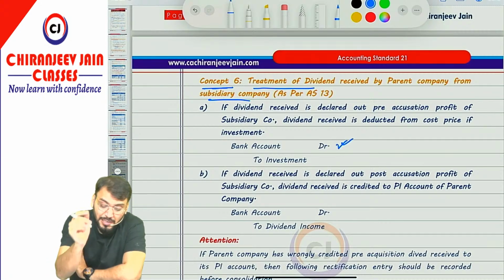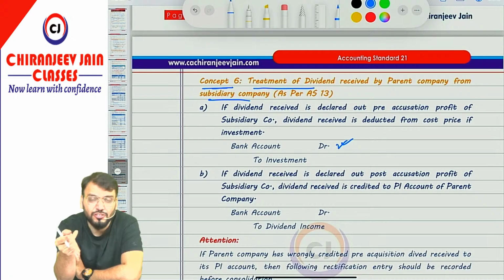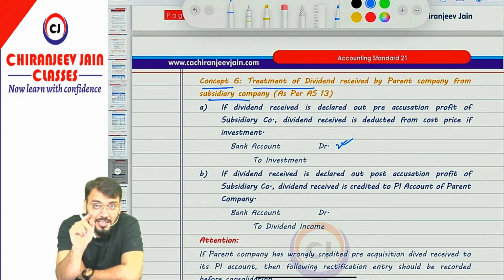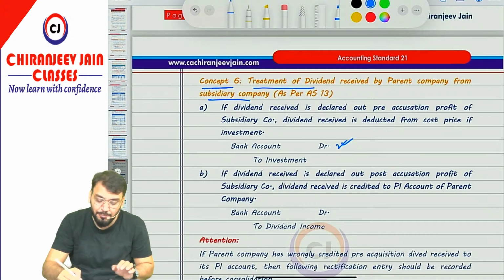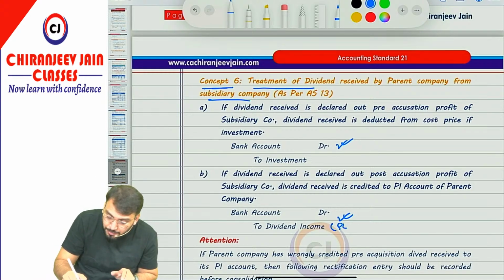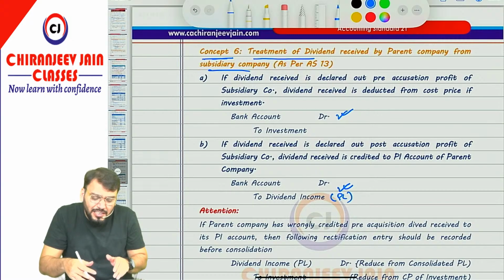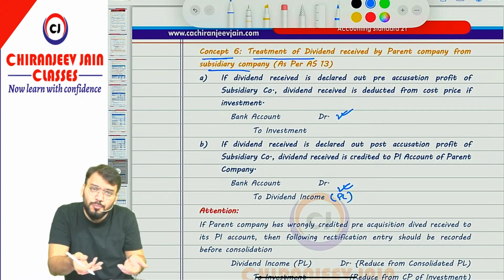But if the dividend received is a post-acquisition dividend, meaning it is declared out of post-acquisition profit of the subsidiary company, then it will be a revenue profit, and the revenue profit will be transferred to the PL account. Then your journal entry is bank account debit, dividend income credit, transferred to the PL account. It means it will already be recorded in the SOPL of the parent company.